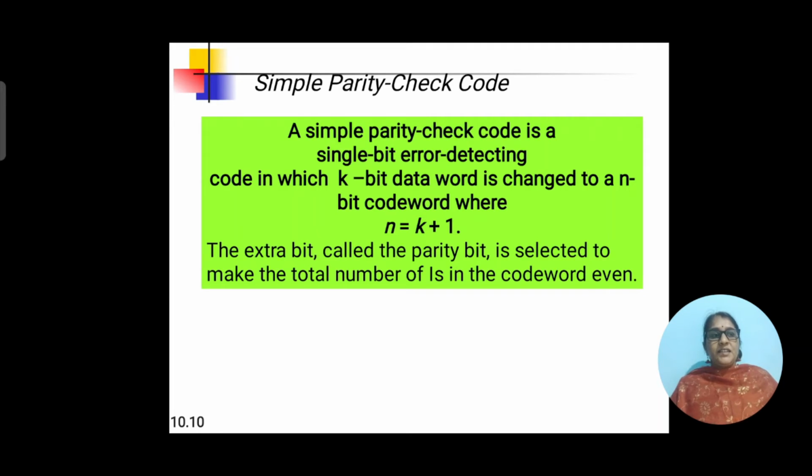Let's see the simple parity check code. A simple parity check code is a single bit error detecting code in which a k bit data word is changed to an n bit code word where n is equal to k plus 1. The extra bit, called the parity bit, is selected to make the total number of ones in the code word even. Let's repeat. What is a parity check code? A simple parity check code is a single bit error detecting code in which a k bit data word is changed to an n bit code word where n is equal to k plus 1. The extra bit, called the parity bit, is selected to make the total number of ones in the code word even.